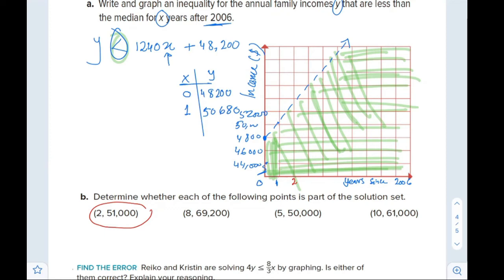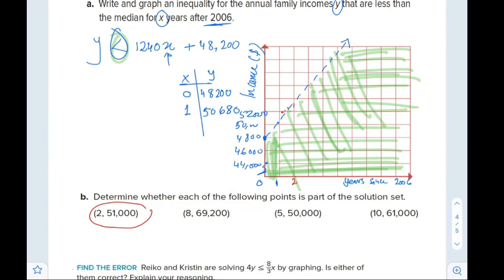2 and 51,000, where does it locate? Is it located on the boundary line, below the line, or above the line? As you see here, if you look carefully, 2 and 51 will be somewhere above the line. Actually, if my line is good, it's not that good. No, 2 here, 2 and 50 something. If it is below the line, and my graph is okay, then if it is in the shaded region, it's part of the solution. If not, then it's not.